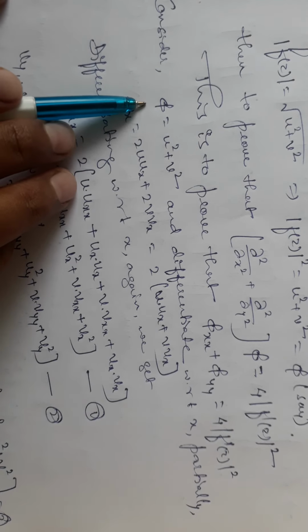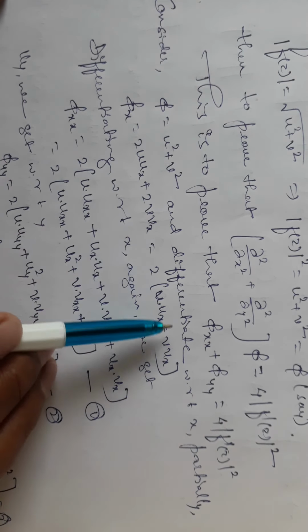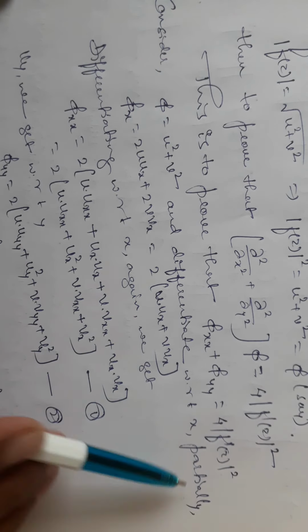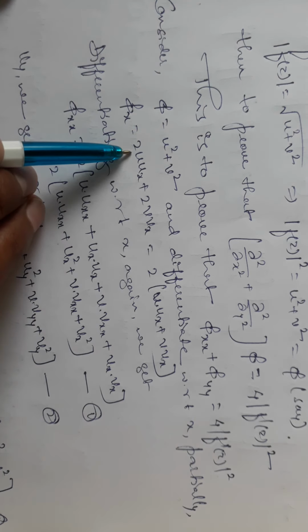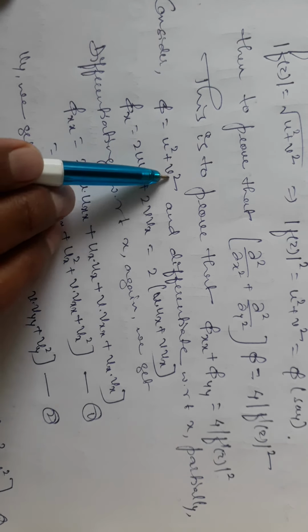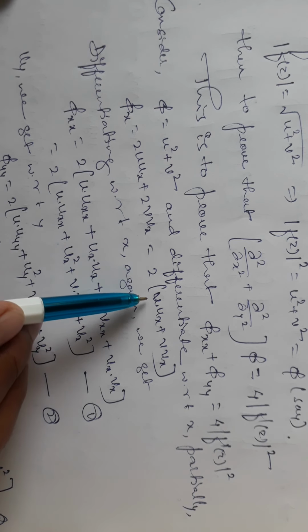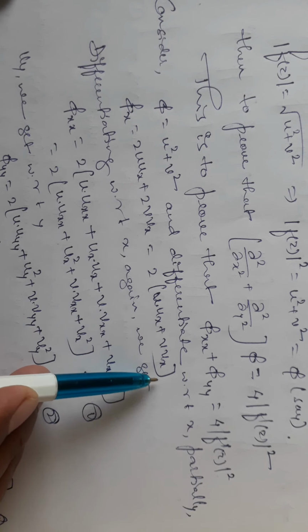Consider phi, that is u square plus v square, and differentiate with respect to x partially. We get phi x equal to 2u ux plus 2 times v vx. I can take 2 common: u ux plus v vx.